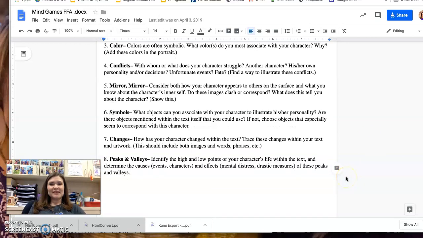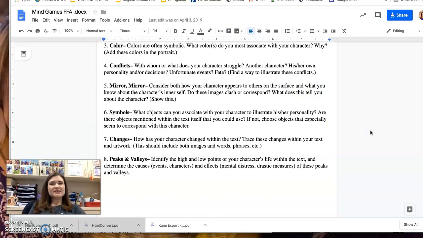Mirror, mirror. How does your character appear to themselves? And how does your character appeal to other people? Think about on the surface and inside. Does our character see himself the same way that other people see him? You'll be able to illustrate that. Think about what it shows you about your character.